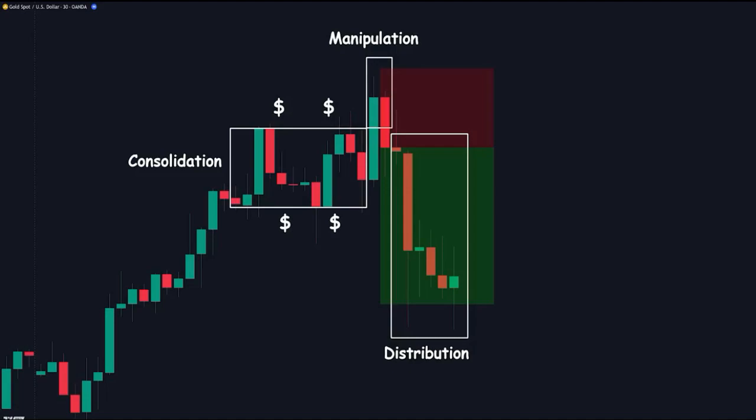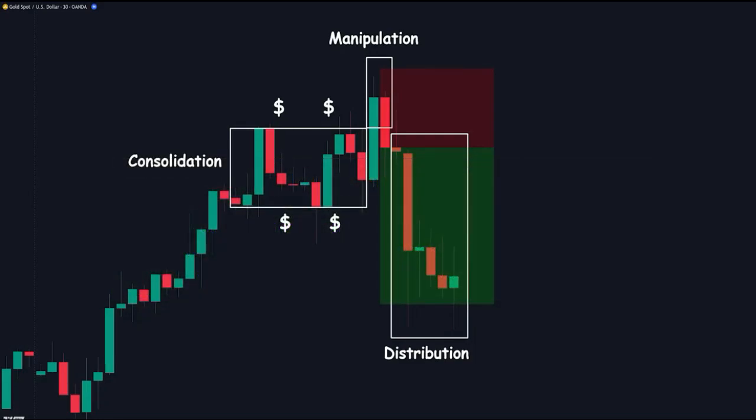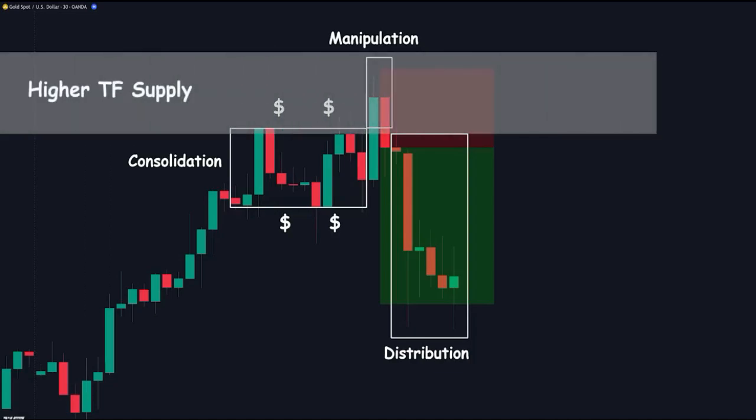An important point to note here is that, like any other trading concept, the power of 3 may not be as effective when used on its own. It's best to combine it with other smart money concepts to achieve better results. For example, if we had a higher timeframe supply zone right here, it would provide an additional confirmation for this entry. This is because the power of 3 pattern aligns with a higher timeframe key level, which has the potential to reject the price lower.